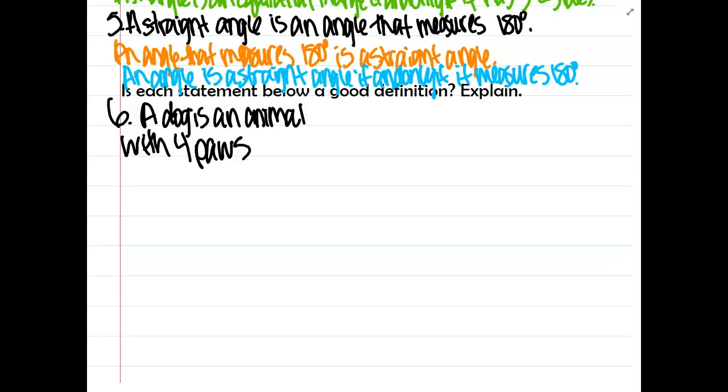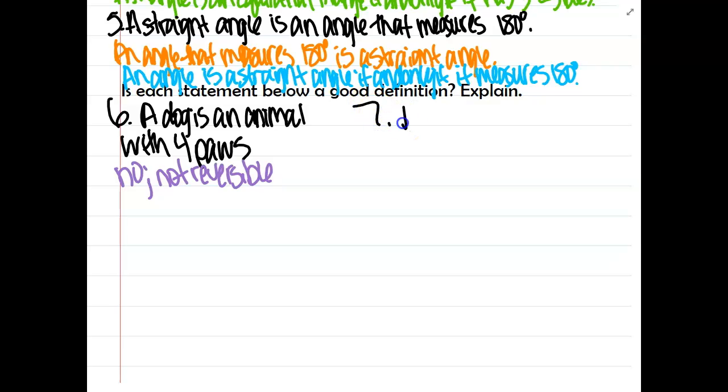An animal with 4 paws is a dog. Now remember, it would have to be true every single time the hypothesis is true. The conclusion also has to be true. So every animal with 4 paws is a dog. No, right? We got cats and horses and horses don't have paws today. Anyway, bears, whatever. Okay, so we say no, and your explanation, it is not reversible.